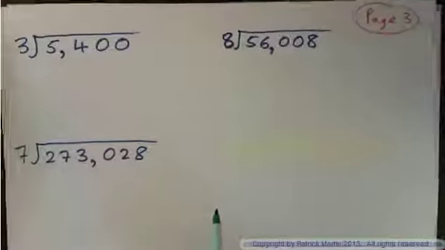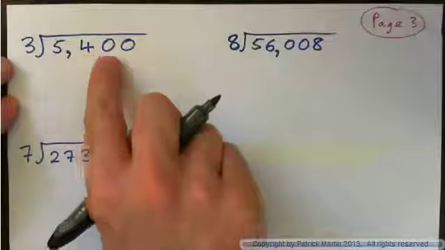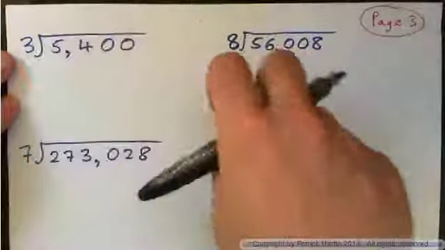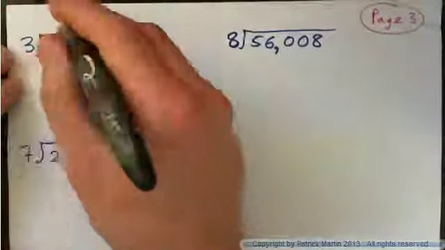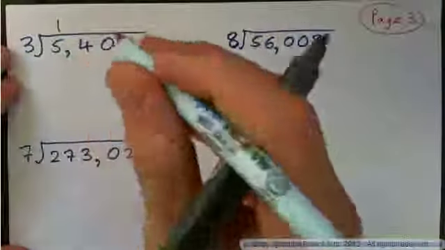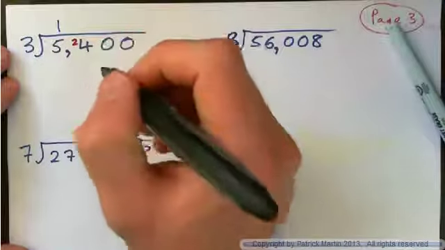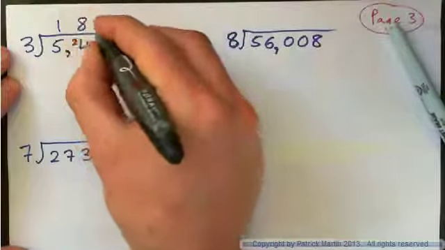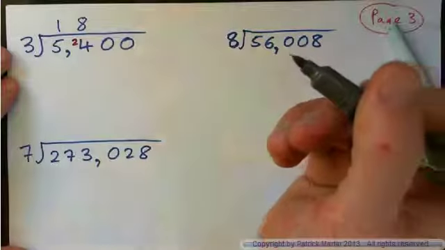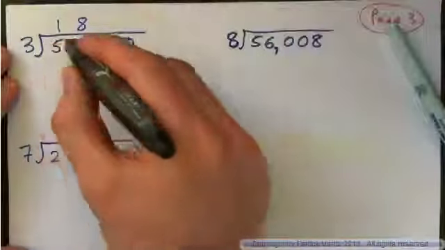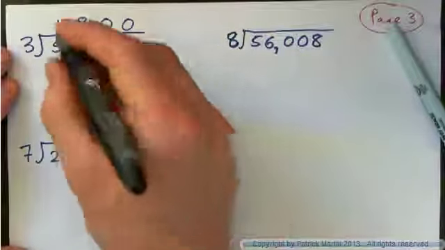Okay, so let's just do these the short way. So 3 into 5,400. Well, let's start off with 3 into 5. Goes one time. What's the remainder? Remainder 2. What's 3 into 24? 8 times. Now, how do you do 3 into 0? Or is the answer just 18? Right? Well, you go 3 into 0 goes 0 times. And then 3 into this 0, 0 times. So the answer is 1,800.